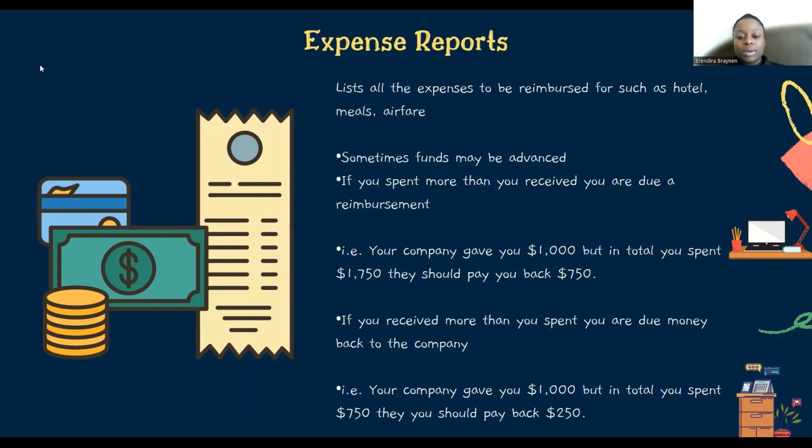All right. And so here's an example of a situation. A company gives you $1,000, but in total you spend $1,750. You spent over the $1,000 they gave you, so over the advanced amount, and so therefore the company has to pay you back $750. So you can expect to either get a check or have cash, or maybe them transfer to your account the difference between what was actually spent and how much funds they gave you.